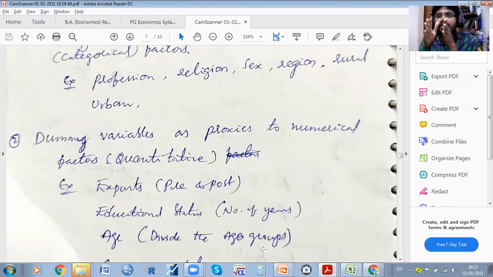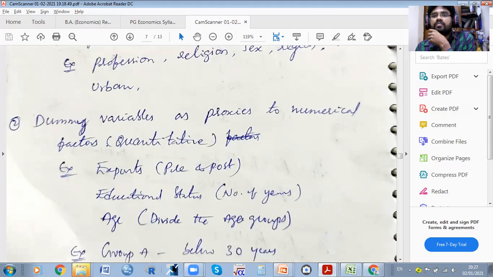For example, if you take age below 50 as working age, and above 50 as not working, nothing but old age. You may give 0 for old and 1 for young, or 1 for below 50 years or working people. So you may classify the age groups and give the codes, nothing but dummy variables, so you can run the regression.